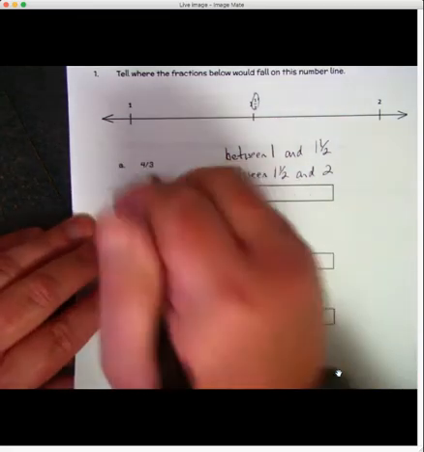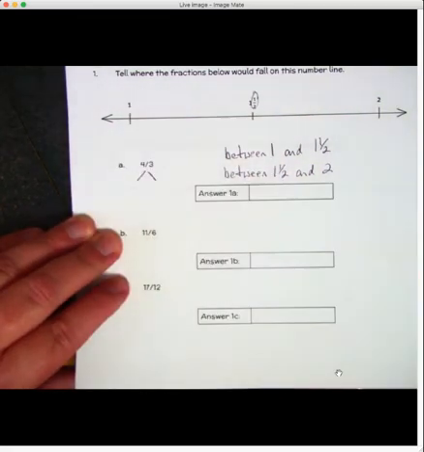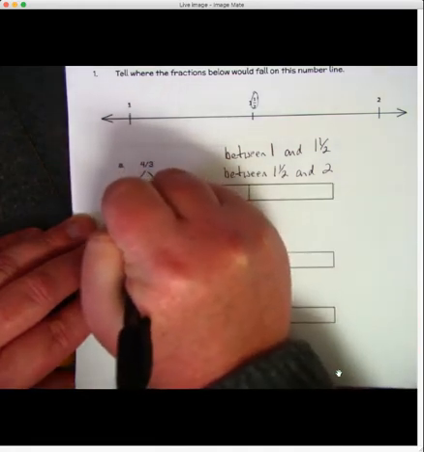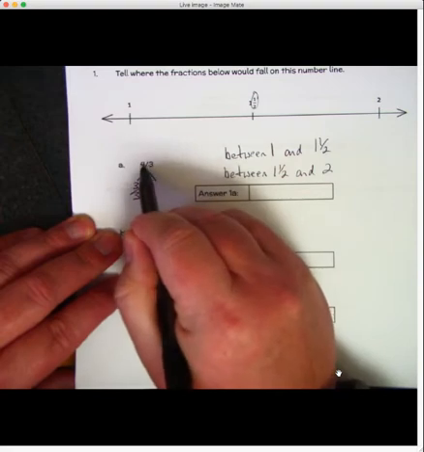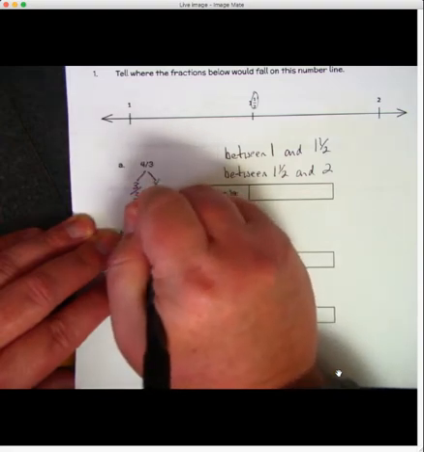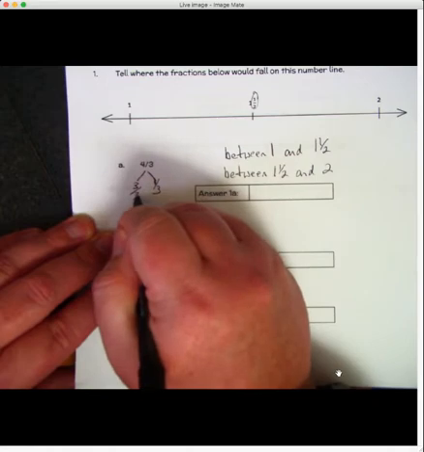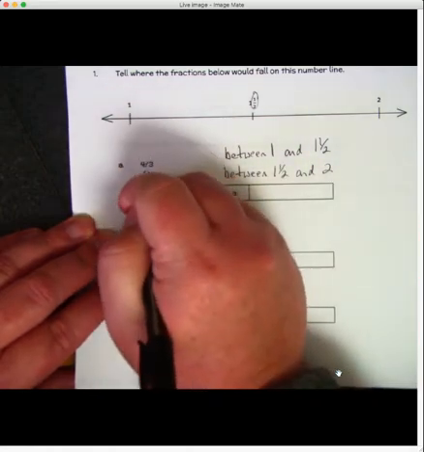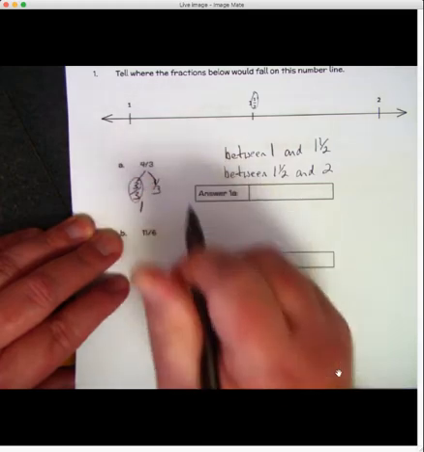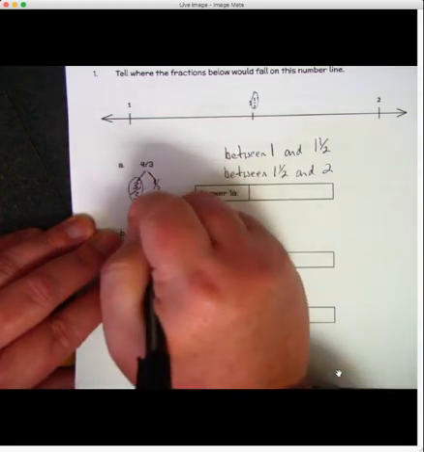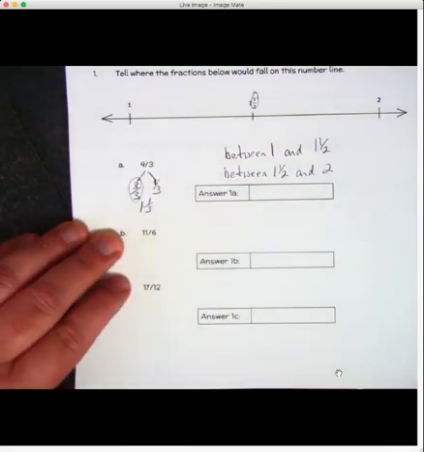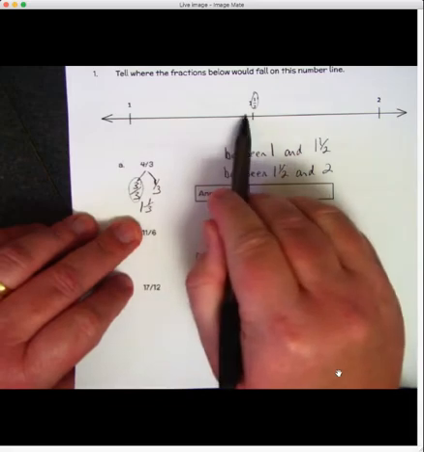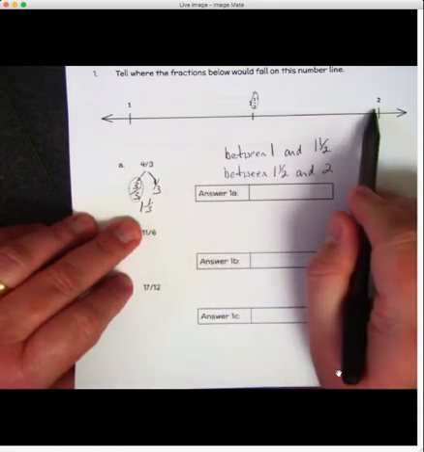So let's decompose this 4/3. How many thirds do we need to make a whole? 1. We need 3/3, right? And we've got 4/3, so we have 1/3 more. So we have 3/3 and 1/3. 3/3 plus 1/3 would be 4/3. So 3/3 would be 1. So 4/3 is the same as 1 and 1/3. Now the question is 1 and 1/3 here or 1 and 1/3 here?